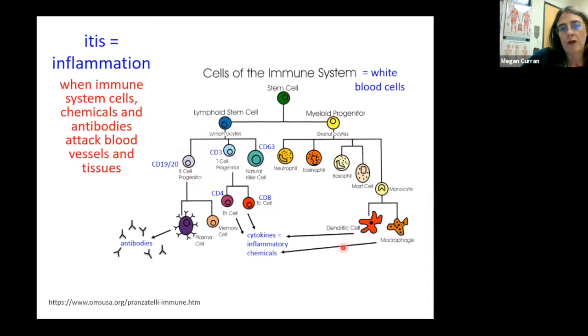These cells are basically what make inflammation. So inflammation is when immune system cells, the chemicals they produce, and the antibodies that some of them produce attack blood vessels and tissues. You might see some of these words describing the different types of white blood cells in your child's blood test results. But inflammation comes from these immune system cells becoming activated. This normally happens when we get an infection, and that's the healthy component of the immune system, these white blood cells and antibodies that will attack germs. But in the case of autoimmune disease, there's inappropriate activation and the immune system attacks the body.